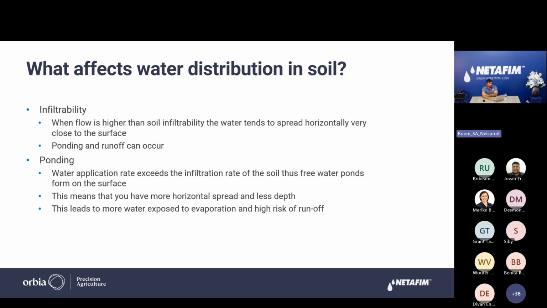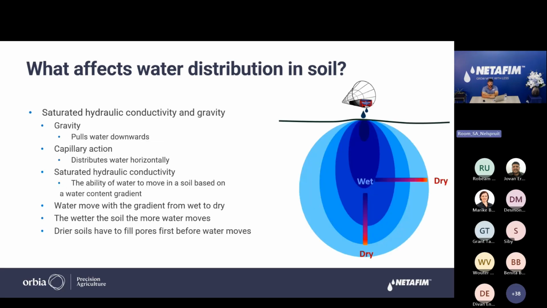Then ponding: the water application rate exceeds the infiltration rate of the soil, so free water ponds can form. This leads to more horizontal spread and more risk of exposure to runoff and, specifically, evaporation directly from the soil surface. So you want your water to move into your soil to avoid any of those other risks.